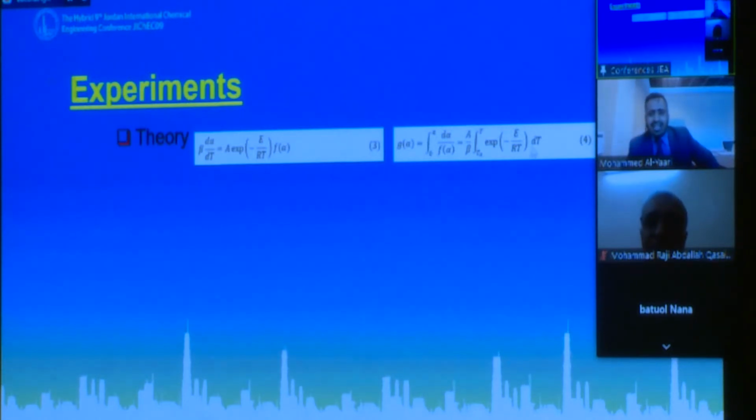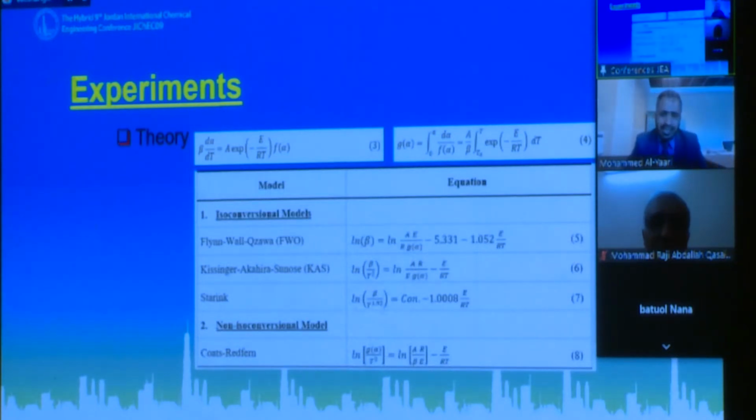The temperature integration here cannot be solved analytically, and approximation has to be made to get the solution of the integral form. And that's why different researchers ended up with different models. In this investigation, I selected 3 of the most used isoconversion models, and one non-isoconversion model.